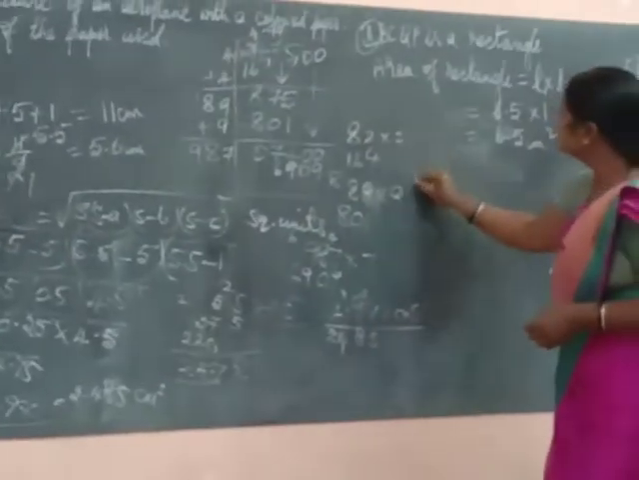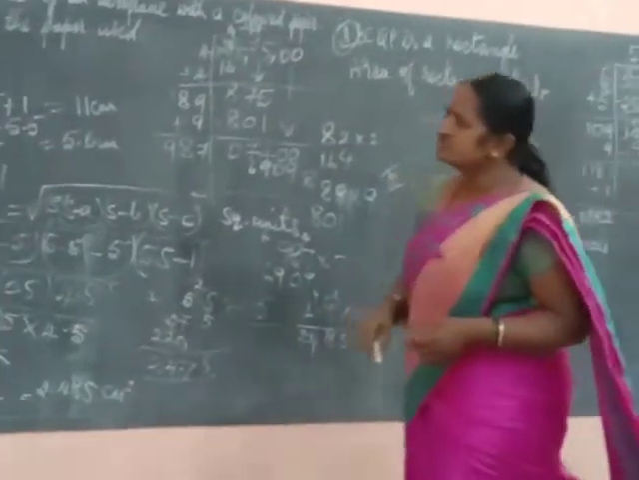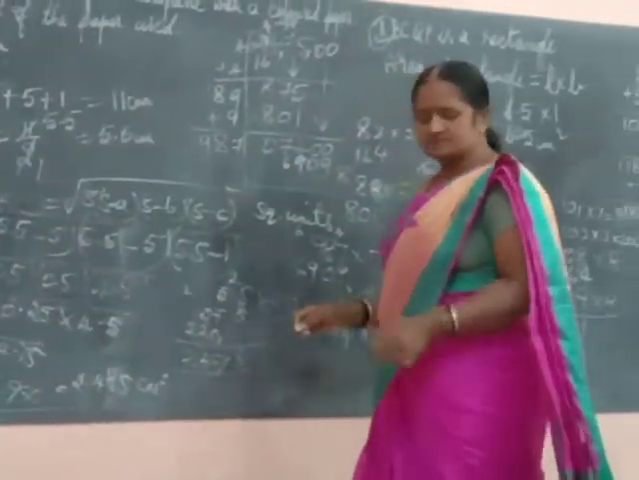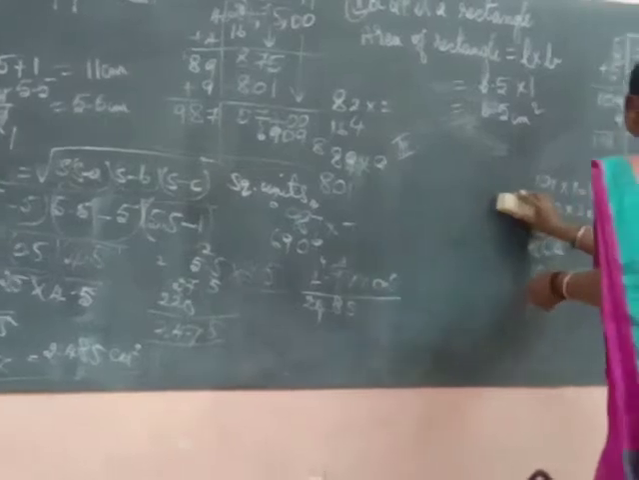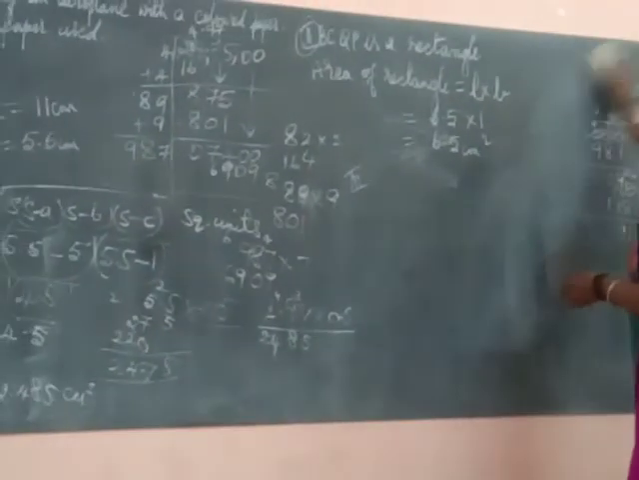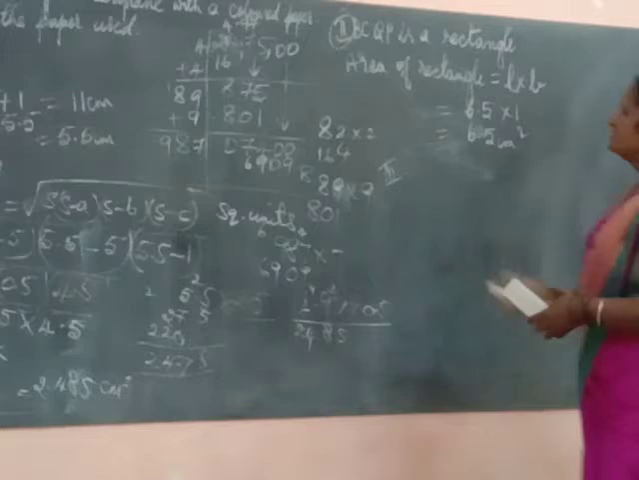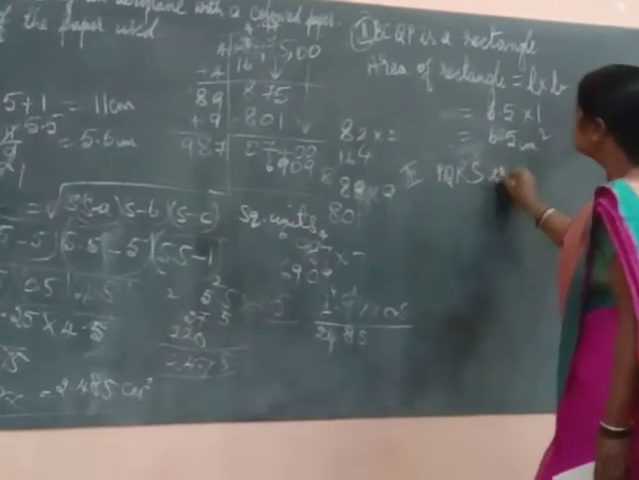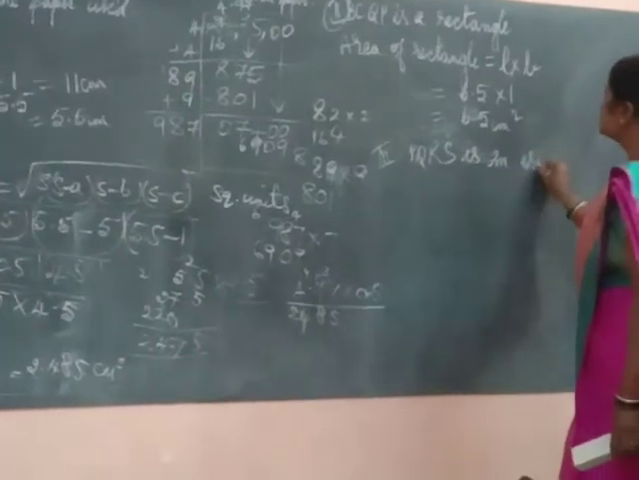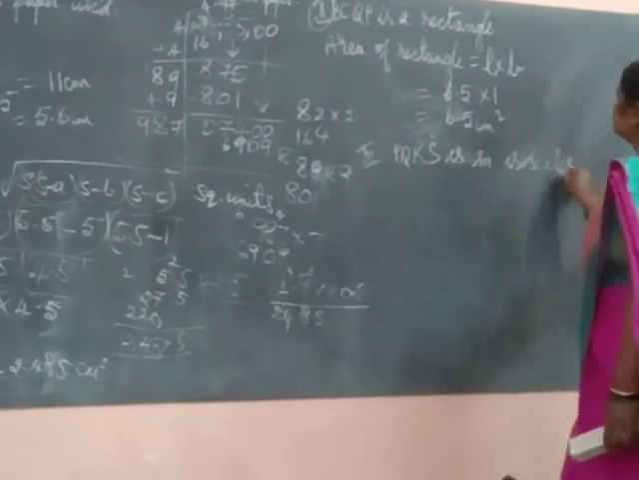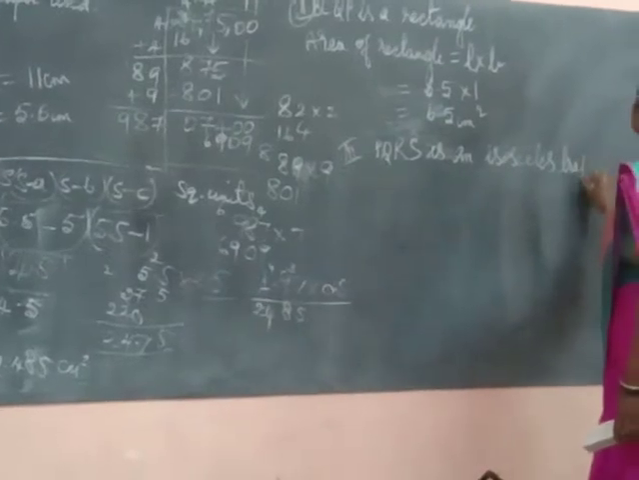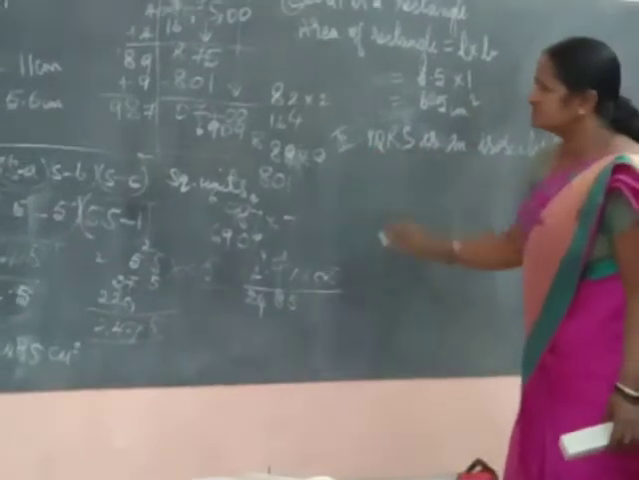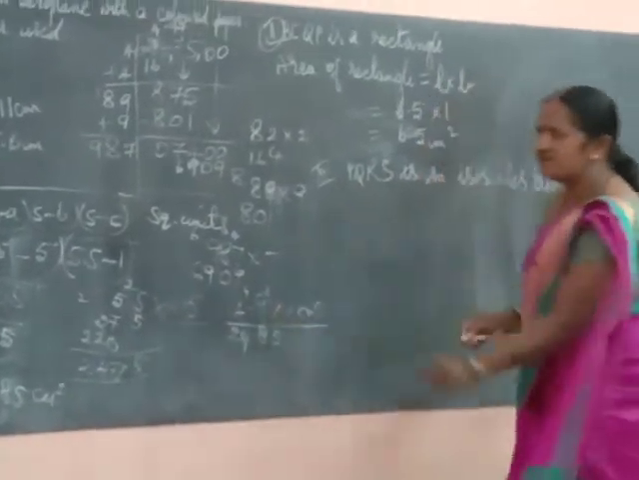Now let us move to the third part. That is PQRS, an isosceles trapezium. PQRS is an isosceles trapezium. So let us draw it here.